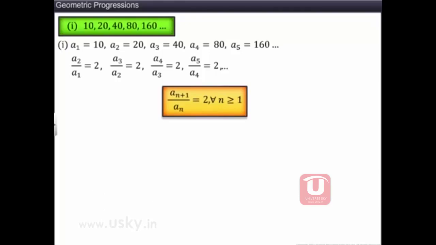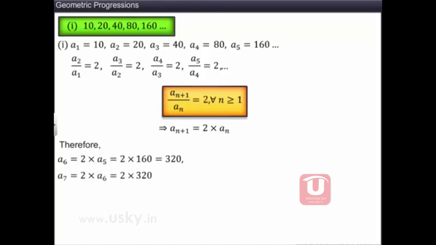It implies that n plus 1th term can be obtained by multiplying the nth term with the constant 2. Therefore, the sixth term is 2 into the fifth term, which is equal to 320. The seventh term is 640. We can find the other terms in a similar fashion.